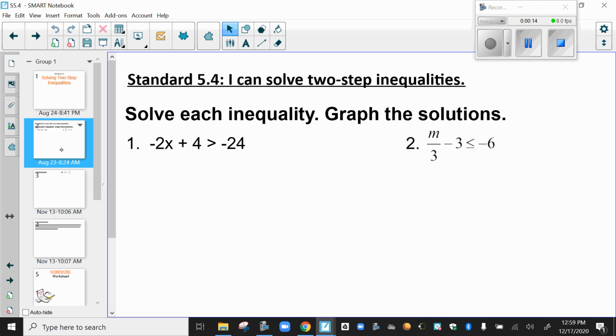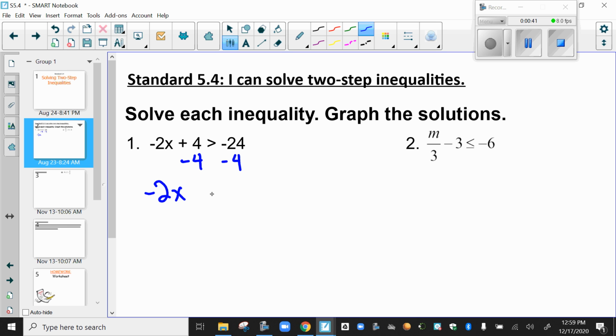All right, we're going to do the same thing we did for two-step equations. We're going to color code here, so let's start with blue. I'm going to undo, so I'm going to find my variable. I want to get down to where I have x is greater than or less than a number, right? So I'm going to start by getting rid of a constant. So I'm going to subtract 4 from both sides. All right? So that's going to leave me negative 2x greater than negative 28.